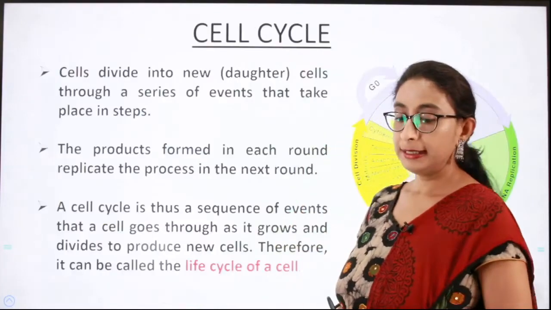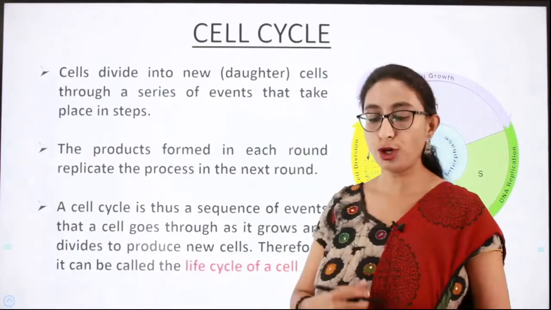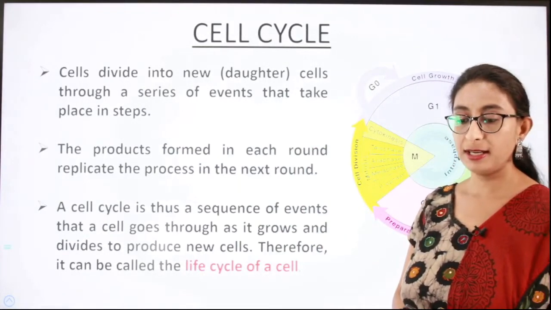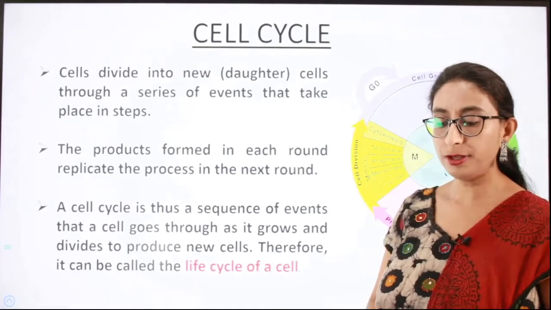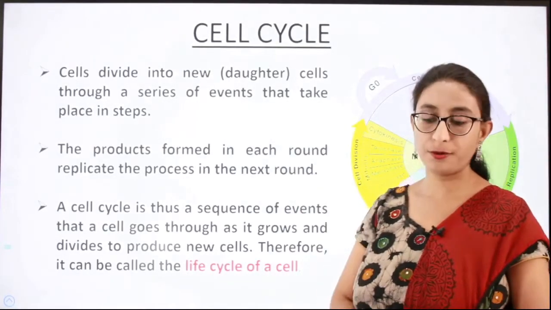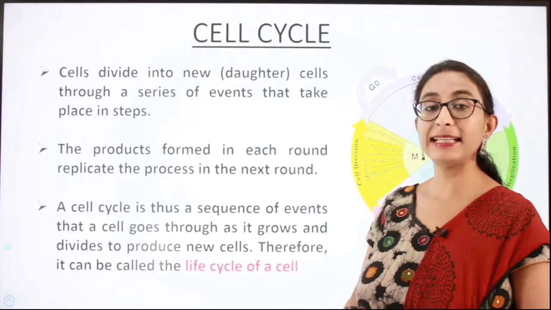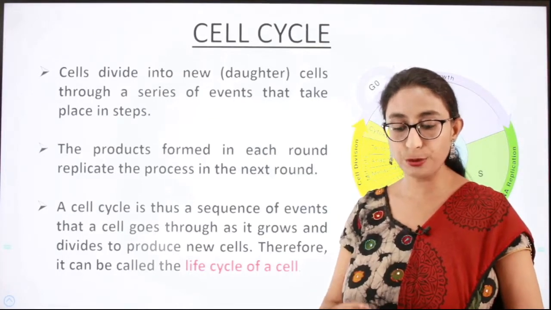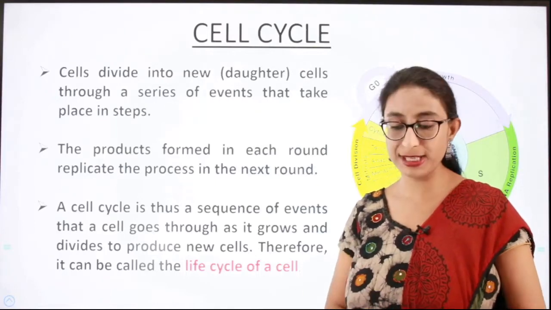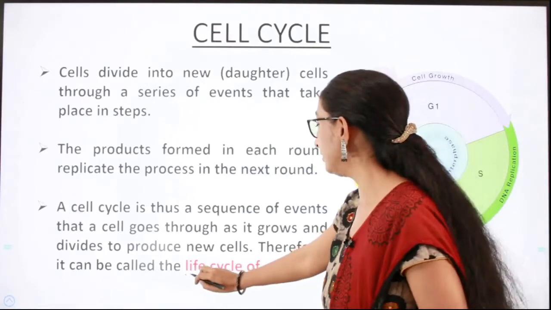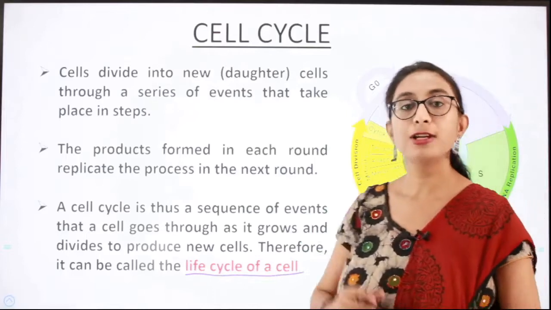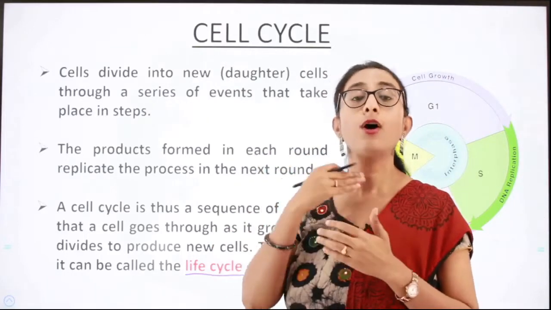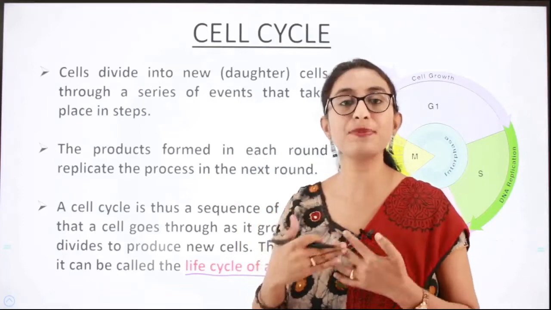So, cells divide into new daughter cells through a series of events that take place in steps. The products formed in each round replicate the process for the next round. And a cell cycle is thus a sequence of events that a cell goes through as it grows and divides to produce new cells. Hence, it is also called the life cycle of the cell. So, for a cell to be able to divide and produce two daughter cells, what are all the stages, what are all the steps it goes through?